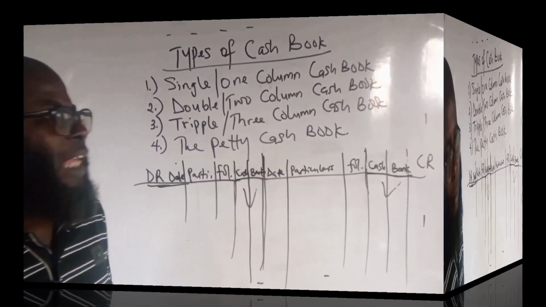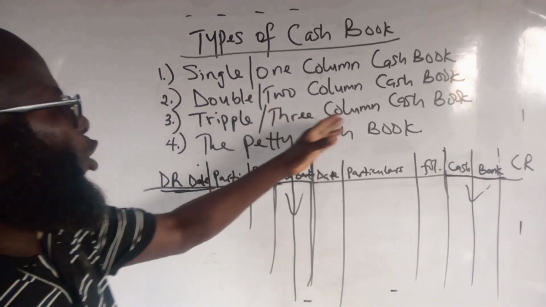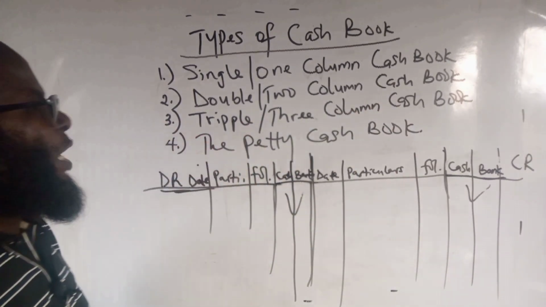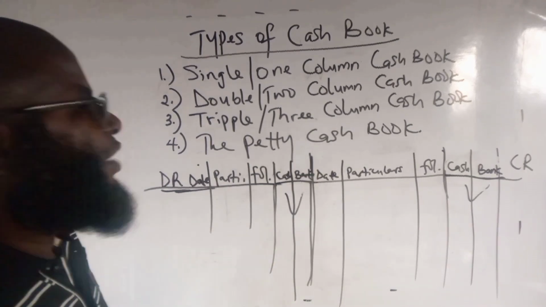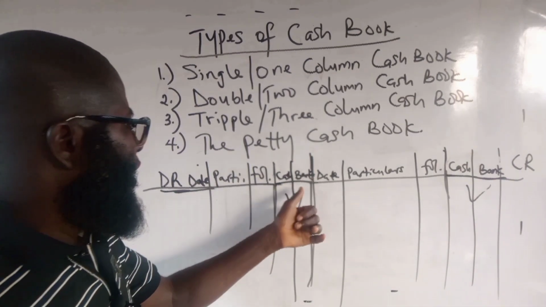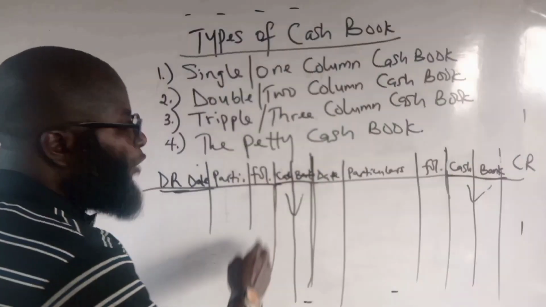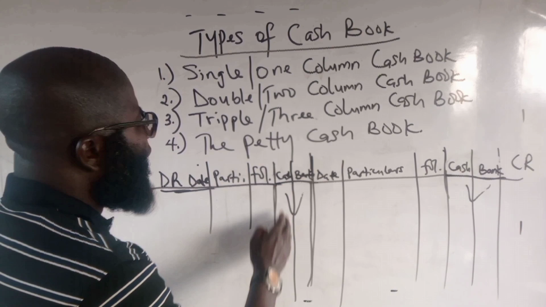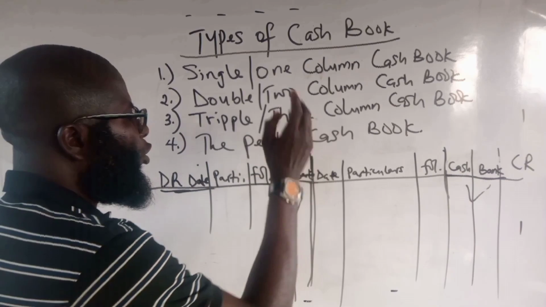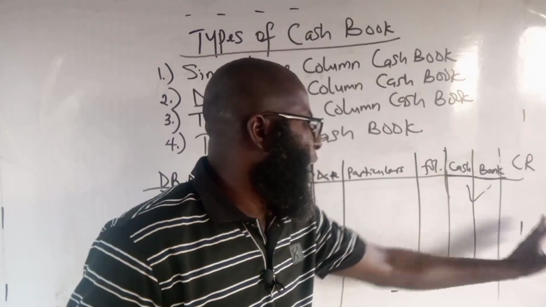Then the third type of cash book I'll be discussing in this video is the triple or three column cash book. As you can see from the name, this very particular cash book combines three accounts in a book. The first one is that of the cash, likewise that of the bank, while the third one is the discount. If you want to prepare your three column cash book, we are going to have a cash column, a bank column, and the third one will be the discount column. Likewise, we are going to have such columns on the credit side of the cash book.